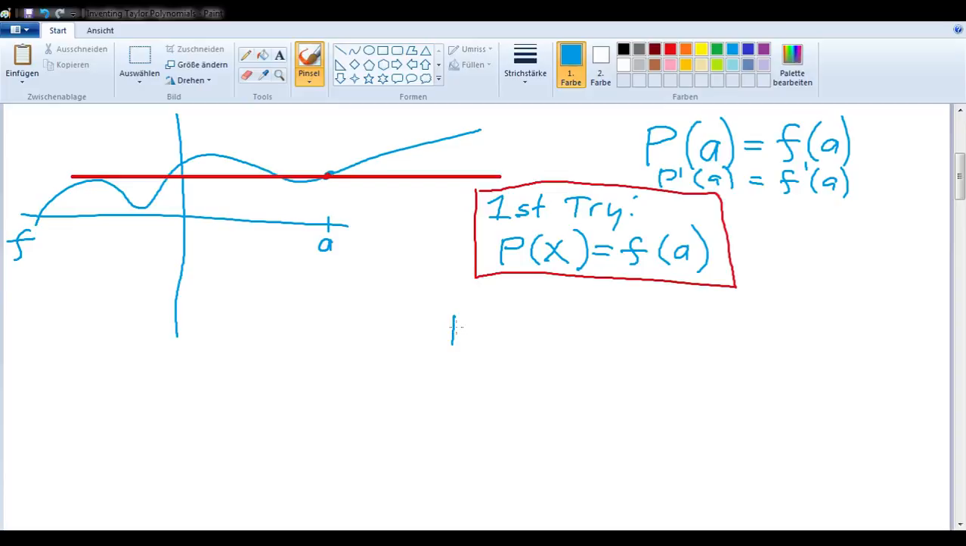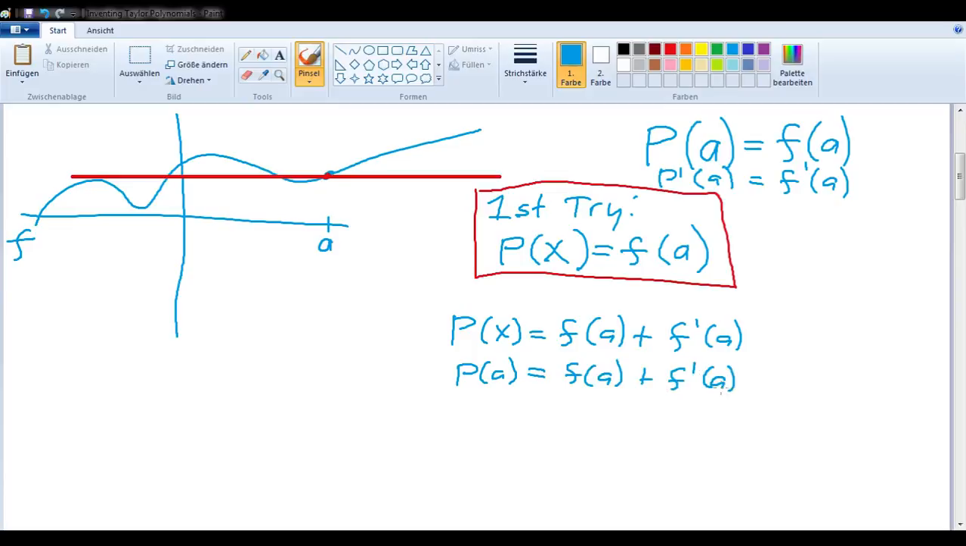Well, as a first stab at it, let's just add this first derivative, or this value of the first derivative, right there. So what do we get if we evaluate p of a? We get f of a, which is good because that's what we wanted, but of course we also get f prime of a, which we didn't want. F prime, the slope at this point, is not equal to 0, so that's just going to screw up our first value, right? So this is not going to be equal to f of a anymore, which is what we wanted.